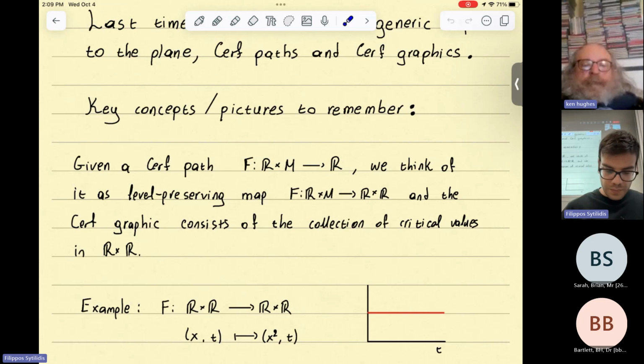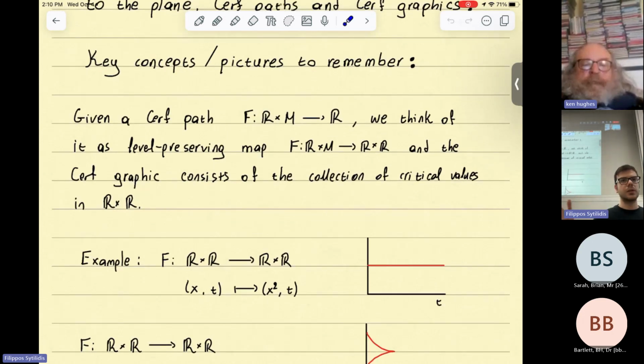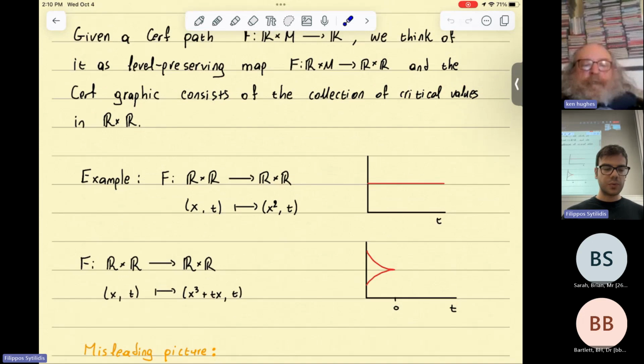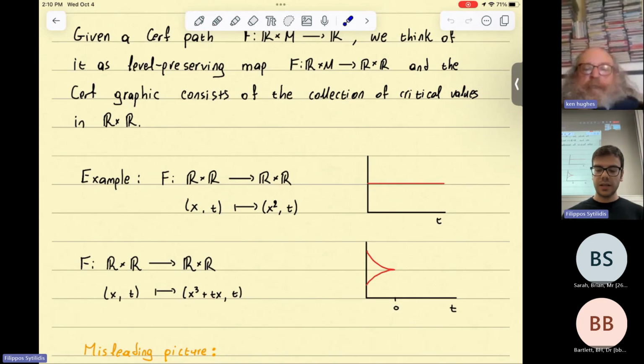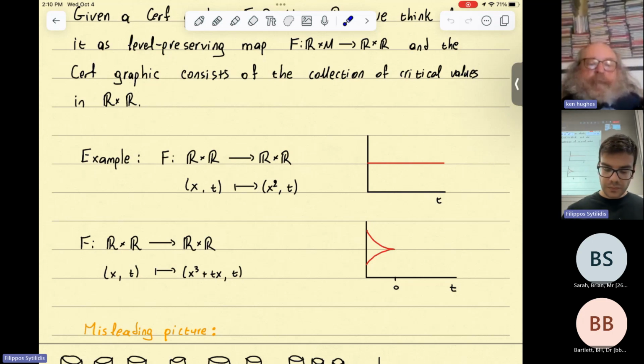If you give me a surf path, I can think of it as a level preserving map from R cross N to R cross R. What the surf graphic consists of is the collection of all critical values in R cross R. There are basically three things that can happen locally, which cover all the cases we will worry about. One is that we have a fold curve. That's something that would be given by a function that can be put into quadratic form.